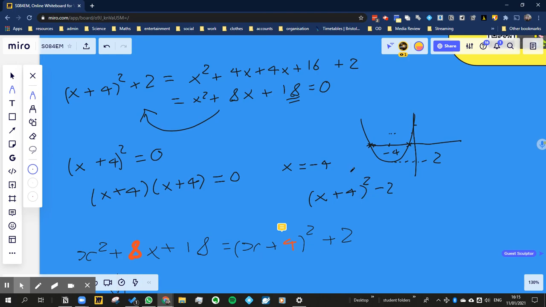Okay, so we're going to have a quick look at the general method about how. That's just some of the advantages of why you might complete the square.